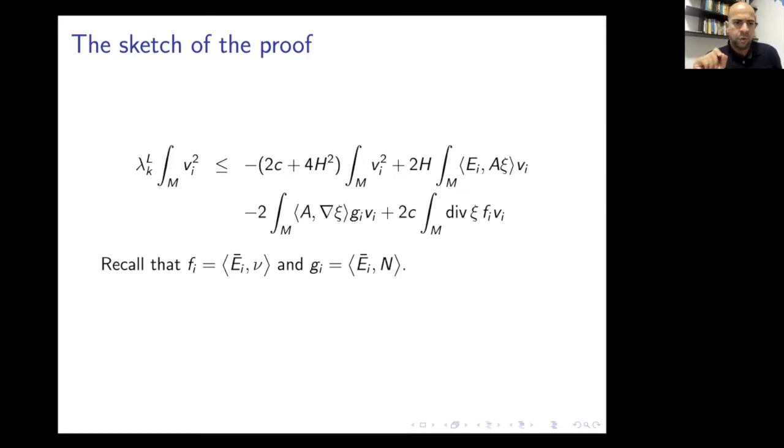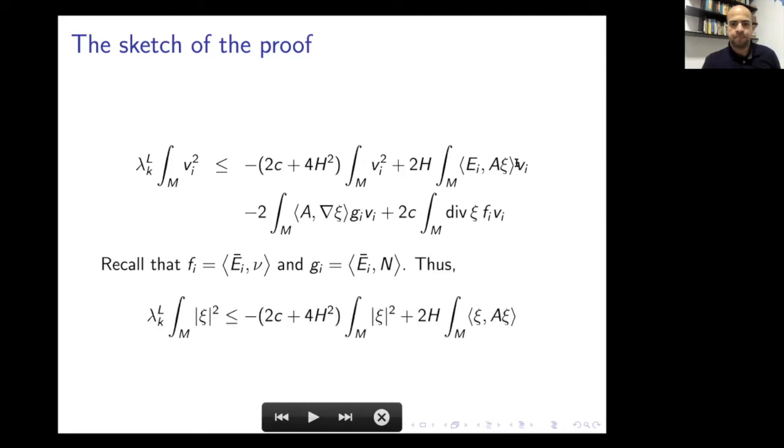Recall that Fi is the inner product of Ei bar with nu, and Gi is the inner product of Ei bar with N. So the sum of Gi times Vi is zero because the sum is the inner product of N and C. And the same here, the sum of Fi times Vi is the inner product of nu with C. So when you sum, these last two integrals vanish. In the first integral, the sum of Vi squared is just the norm of C squared. And in the second integral, the sum is just the inner product of Xc and A of Xc.